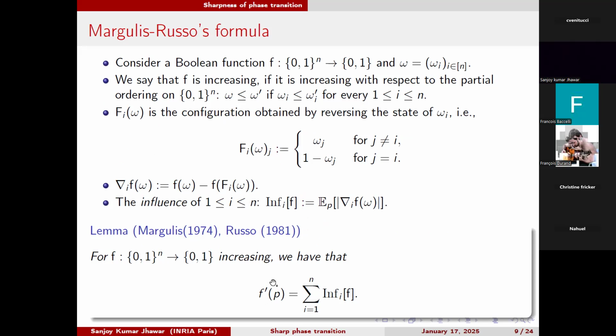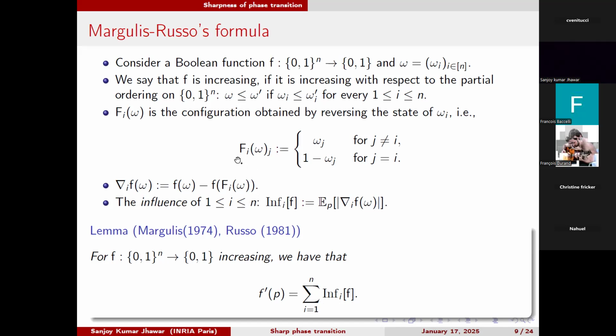So the script f has a derivative that can be determined using some influence. What is the sum of the influence of each coordinate of the vector omega? Okay. So what is the influence?